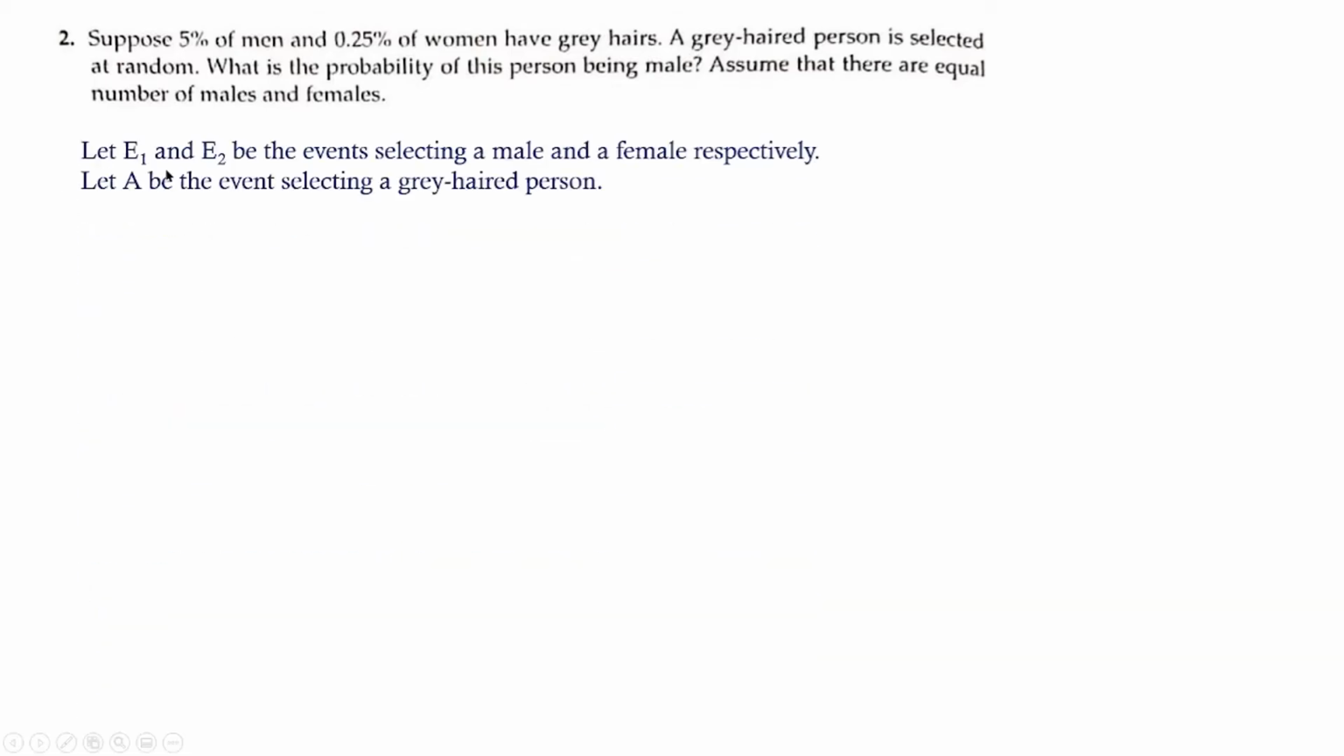So let E1 and E2 be the events selecting a male and female respectively. Since there are equal number of males and females, probability of E1 is half and probability of E2 is half. And let A be the event selecting a grey-haired person. We need to find the probability that this person is a male, so we need to find probability of E1 given A.